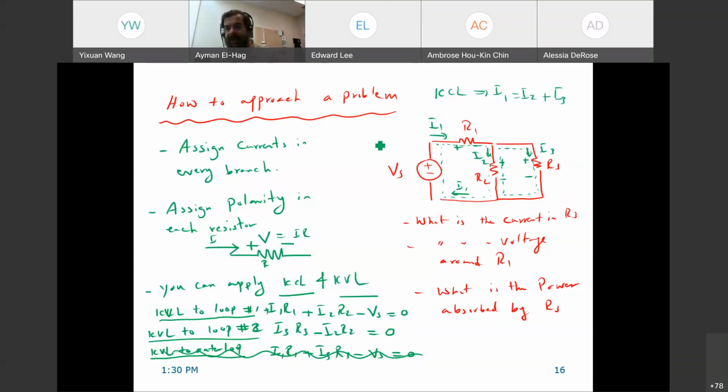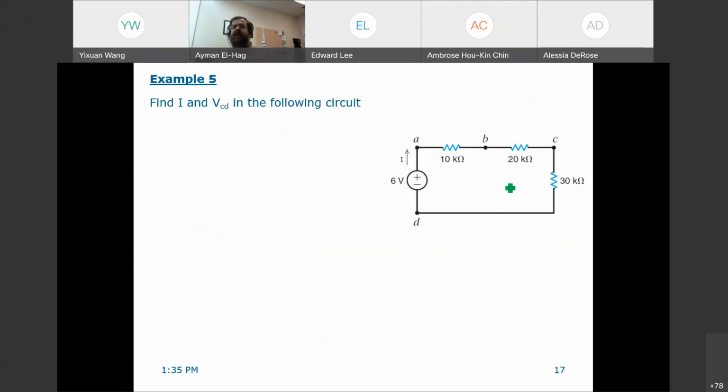Yes, I1, the current that enters, is equal to I2 plus I3. These two currents are leaving. So the current that enters is equal to the currents that are leaving. Okay, so find I and VCD. The current is given, so I need first to assign the polarity. I will follow the current direction, so this becomes plus, minus, plus, minus, plus, minus.